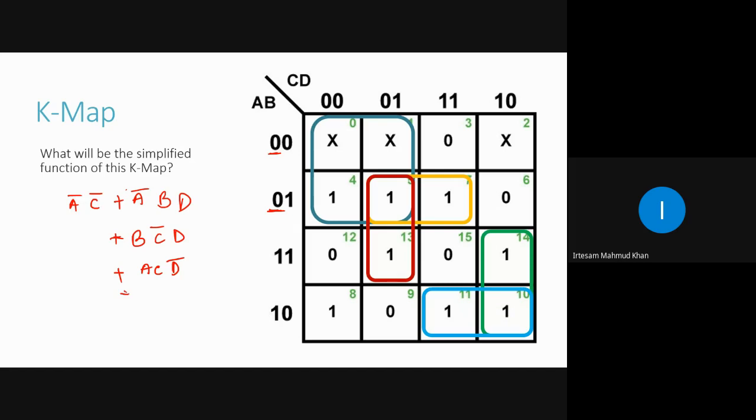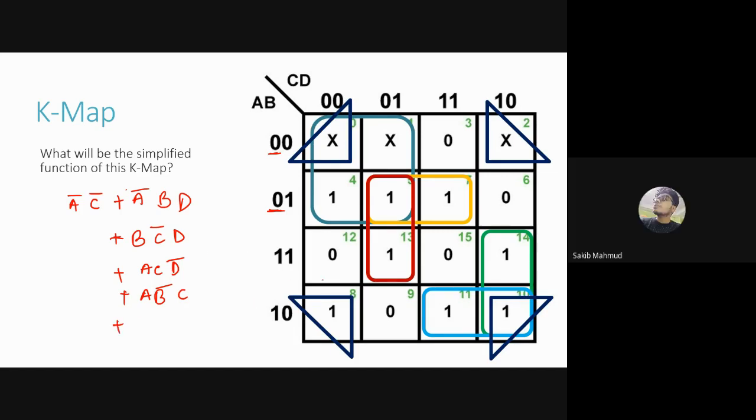And this one: A and B bar, and C. Finally, the four corners: here B bar and D bar. C changes, so only B bar D bar. So these will be the ultimate simplified form of the function. And if you write it in this form, there is no way to simplify it in fewer terms. So this is the ultimate simplification.